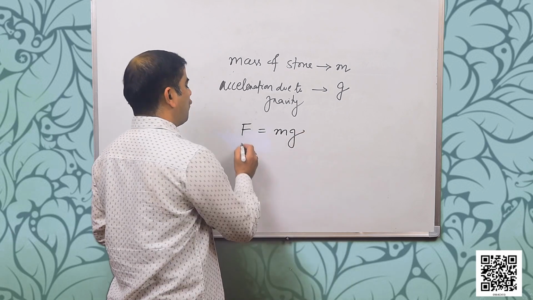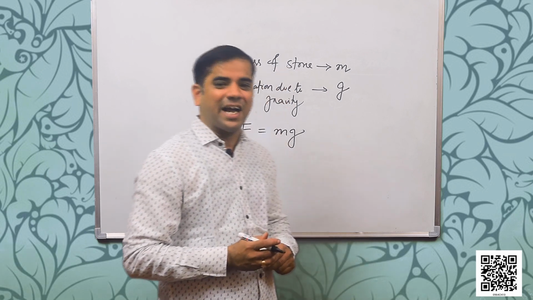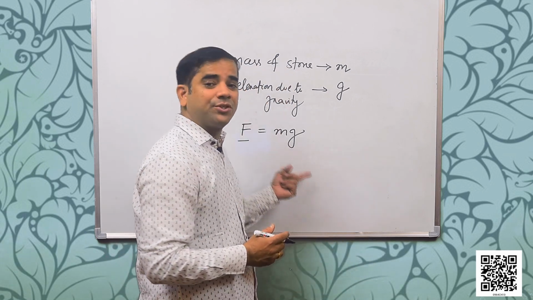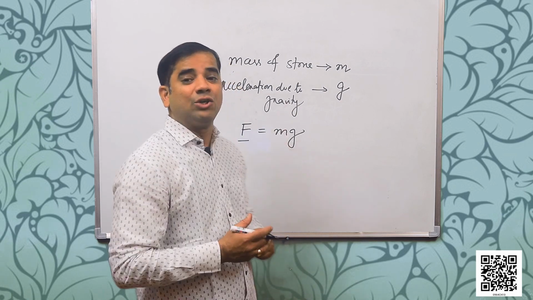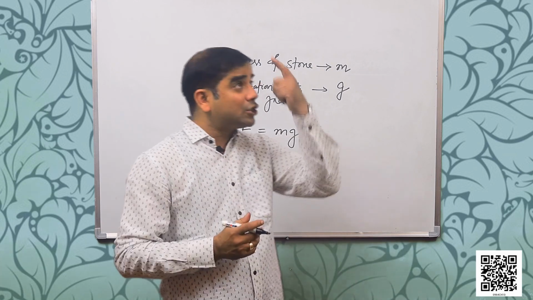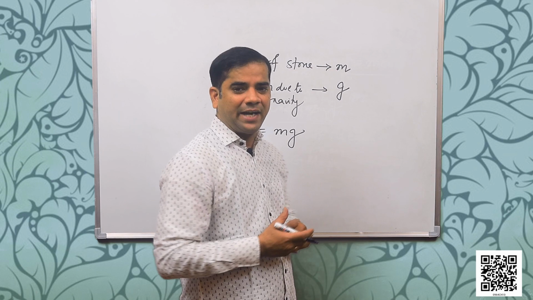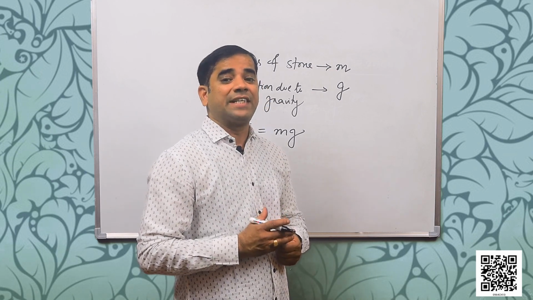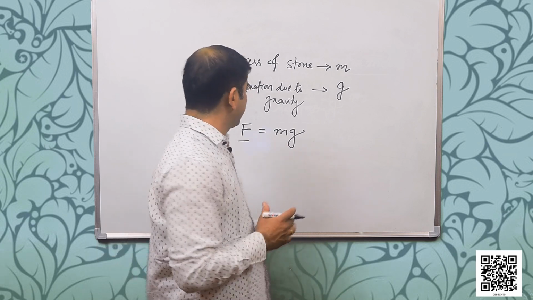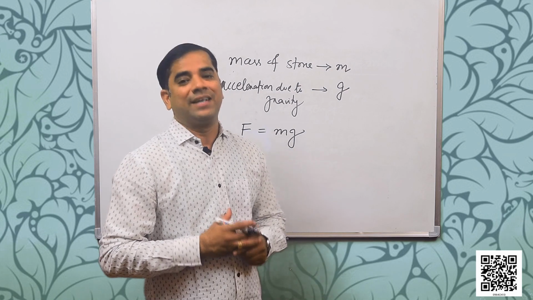As we know, force is the product of mass and acceleration as per the second law of motion. Here acceleration is substituted by acceleration due to gravity, because as we have already discussed, the stone is free falling, and because it is a free falling object, gravitational force is acting upon it, and that is why the acceleration is substituted by the acceleration due to gravity.